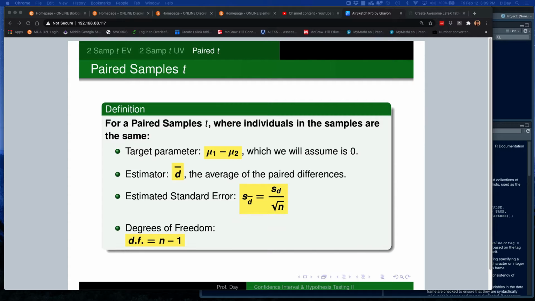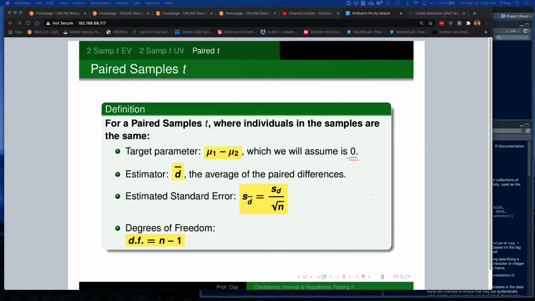So the target parameter here is still mu1 minus mu2, okay? Which we'll assume is there's no difference, or we'll assume that both means are the same, so that when you subtract them, this equals 0. All right, so that's pretty much very similar to what we were doing before. The estimator here is what we're going to call d bar, or the average of those differences.